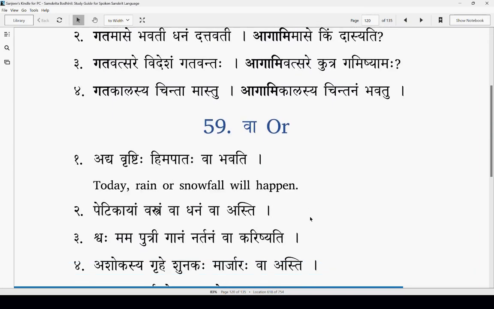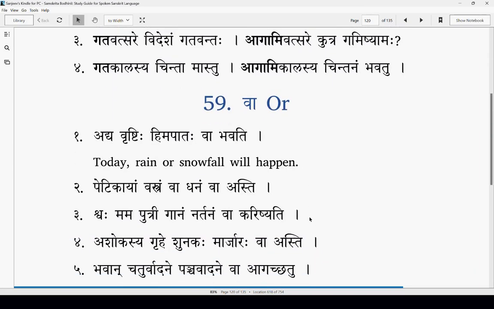Va. We'll take Va and then stop after Va. Va, or. So Va is used as a Vikalpa, to indicate an alternate option. Adyah vrishtihi himapatah va bhavati. So today, vrishti athava, you know that most of us, athava means or. In place of athava, va is used here.